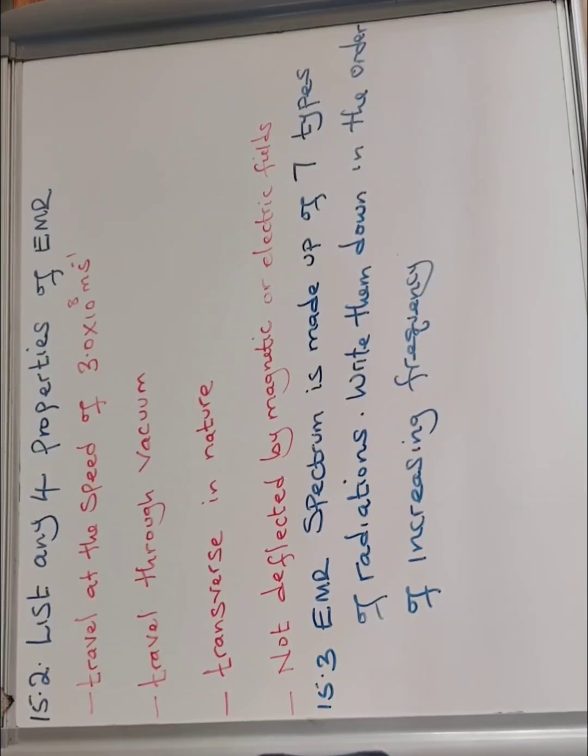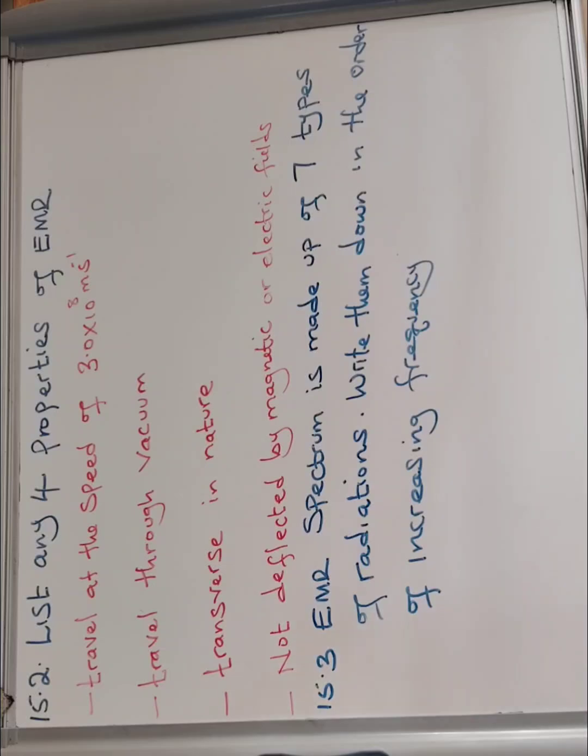Then comes the next question. It says, EMR, electromagnetic radiation spectrum, is made up of 7 types of radiations. Write them down in order of increasing frequency.